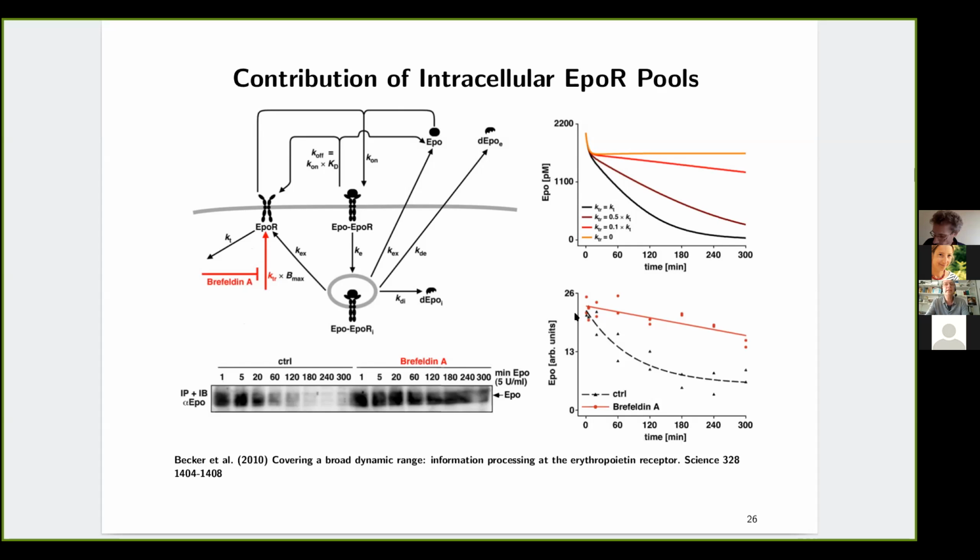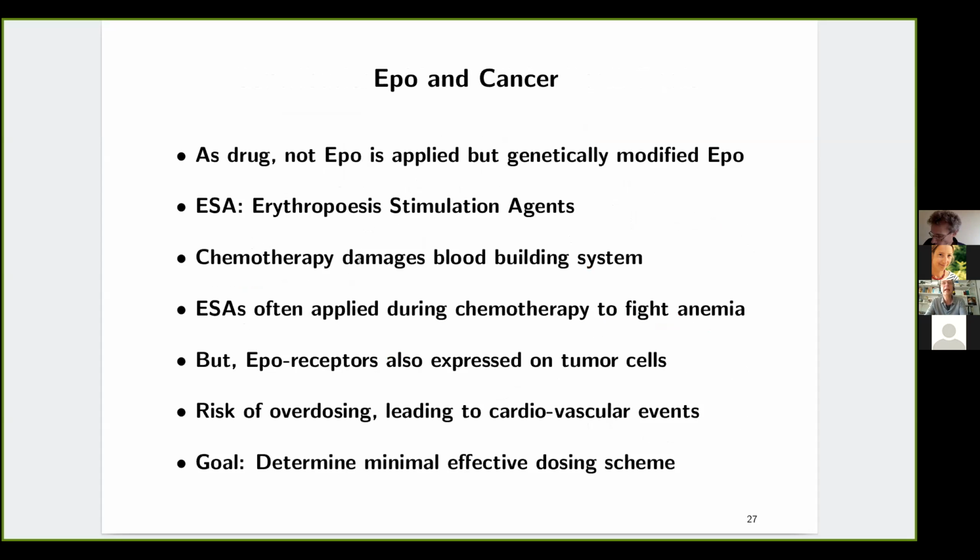Yeah, and based on these insights, we now want to go a step further and look at EPO and cancer. As a drug, it is not the EPO that our body is producing that is applied, but a genetically modified EPO. The reason is that the body can produce it in a continuous fashion, but if you give it as a drug, you don't want to do it in a continuous manner. So this genetically modified EPO has a longer survival time in the blood system. And these modified EPOs are called ESA, for erythropoiesis stimulating agents. We will see this abbreviation again and again.